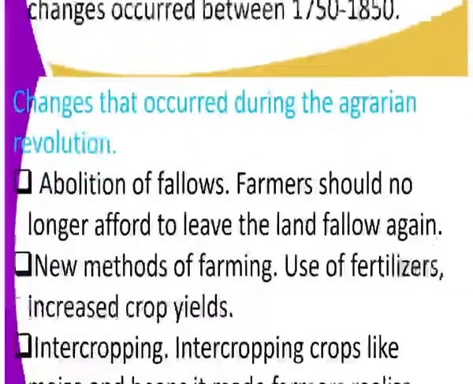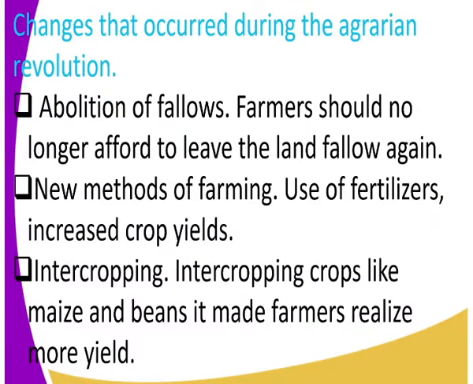Good. Can we look at the changes that occurred during the Agrarian Revolution? One, you have the abolition of fallows. What is this? Farmers could no longer afford to leave the land fallow. And another change that occurred that was very significant is new methods of farming, talk of use of fertilizers, talk of increased crop yields, talk of large-scale plantation. Good. Those are the new methods of farming.